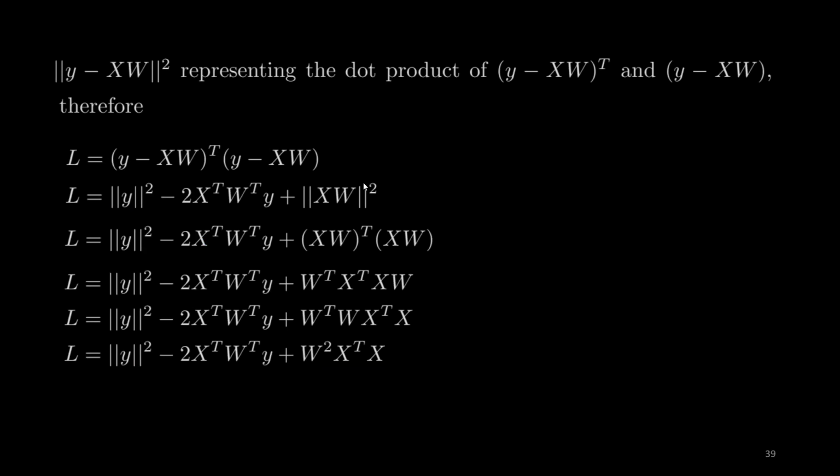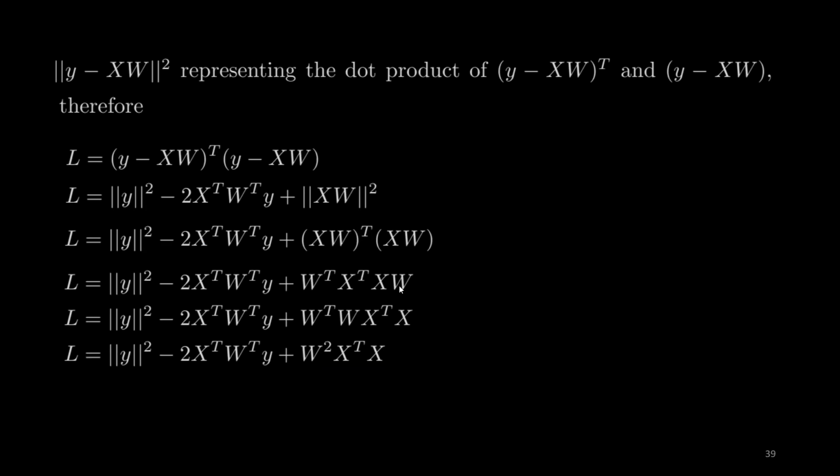So this square will also be the product of (XW) transpose and XW. Now we assign this transpose to each value inside the bracket. So it will become W transpose and X transpose. And this is our XW.